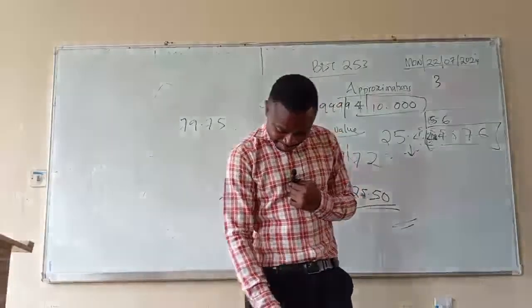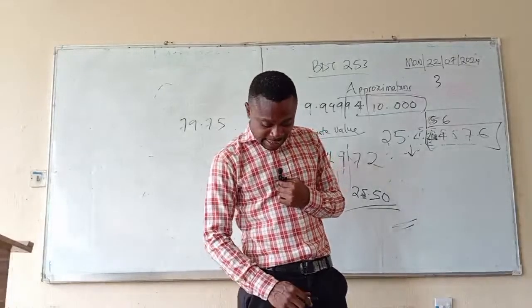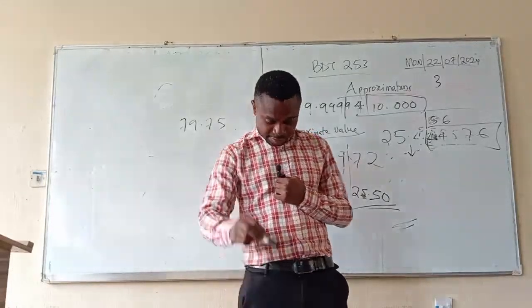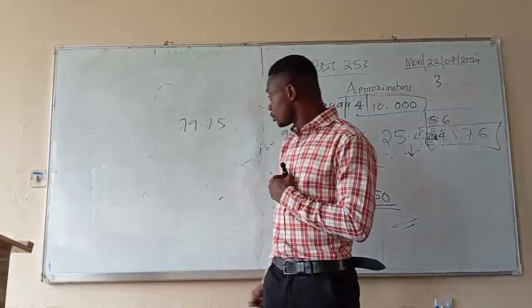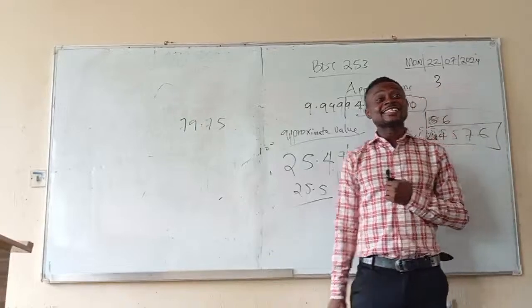So nearest whole number is what? 80. Nearest 10 is what? 80. Good. Nearest integer.